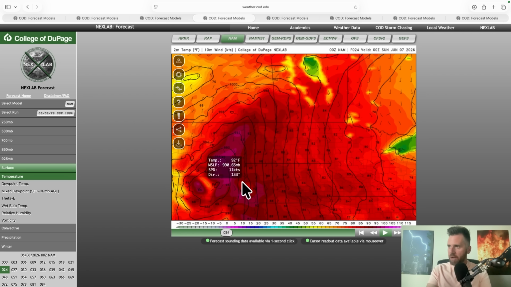You can see these darker reds. Those are hotter temperatures. These wind barbs, if you can see them, are coming out of the south-southeast, bringing that hot, humid air northward. You'll see these lighter reds and oranges here. These are cooler temperatures, and you'll notice those wind barbs are coming out of the east or northeast.